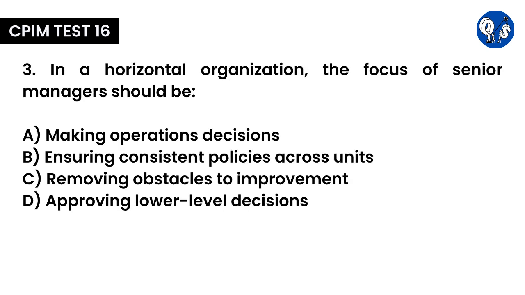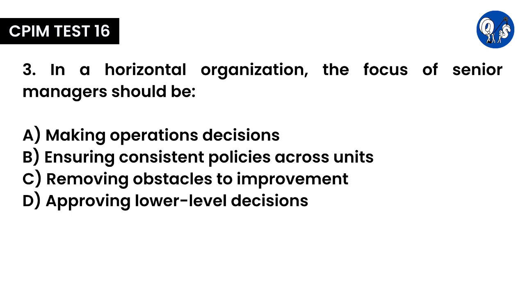Question number 3. In a horizontal organization, the focus of senior managers should be A. Making operations decisions, B. Ensuring consistent policies across units, C. Removing obstacles to improvement, D. Approving lower level decisions. Here the correct answer is C.